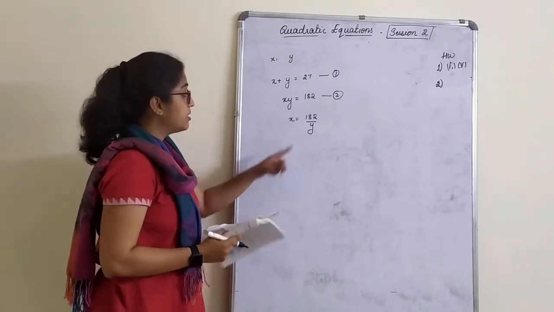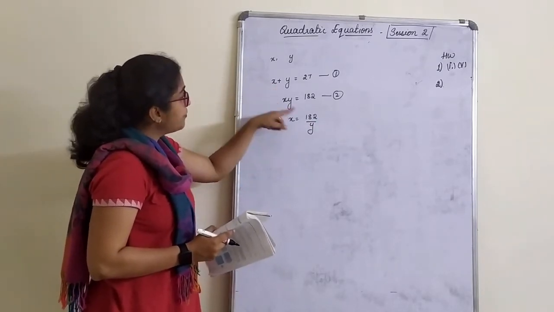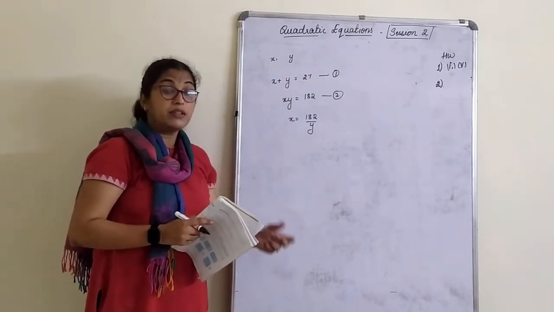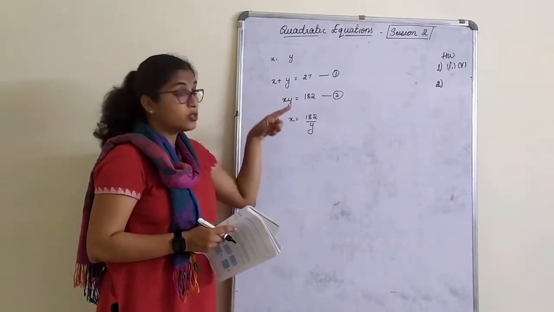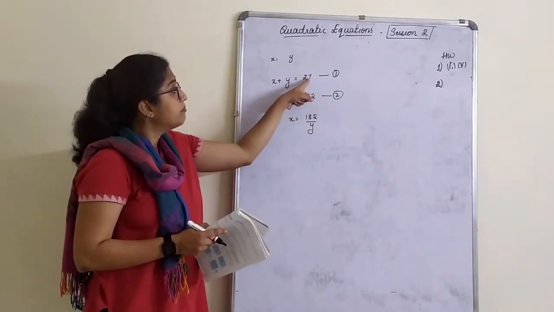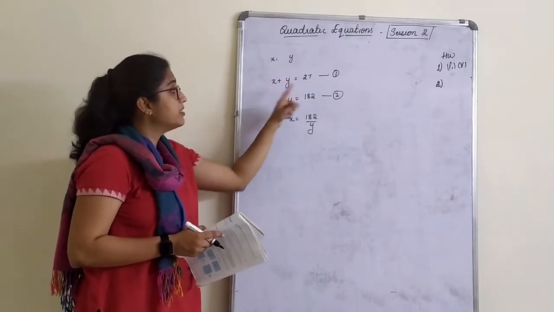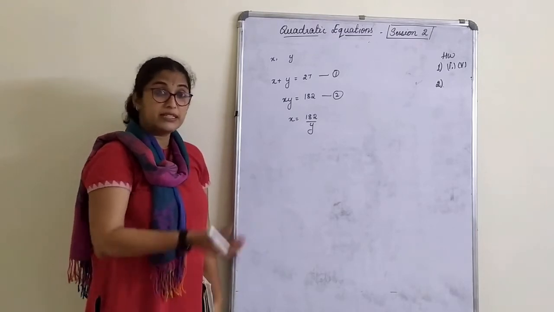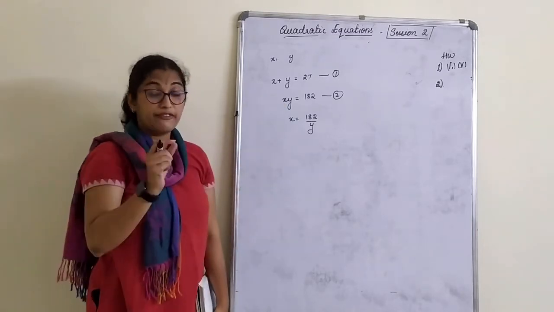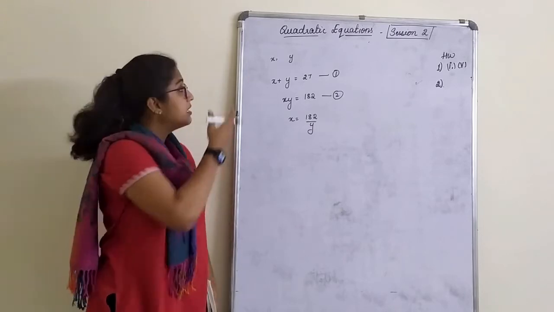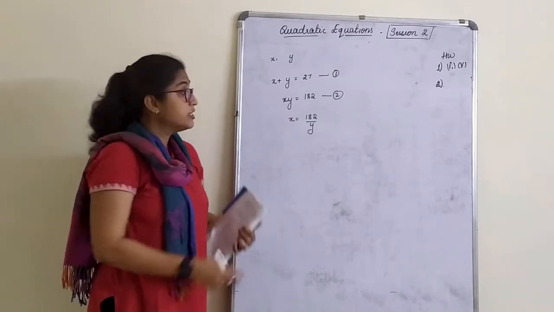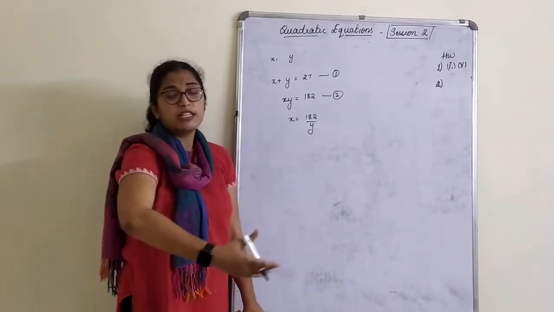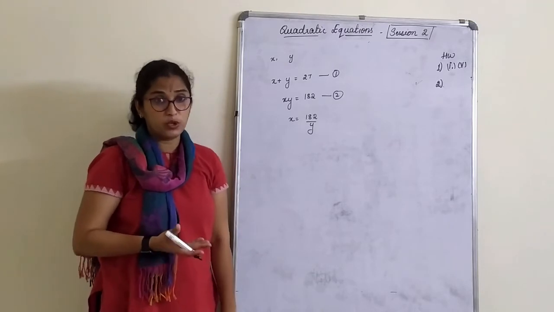Substitution method I can use. Here I have to substitute instead of x, 182 by y plus y is equal to 27. Take LCM. I will get that in the form of y square only. y square minus 27y plus 182, the same equation. That means with that I can find only y. Using that y I can find x. Understood now? So here also you can apply. It is equally correct. Now for example, assume that we are writing a test on quadratic equation.